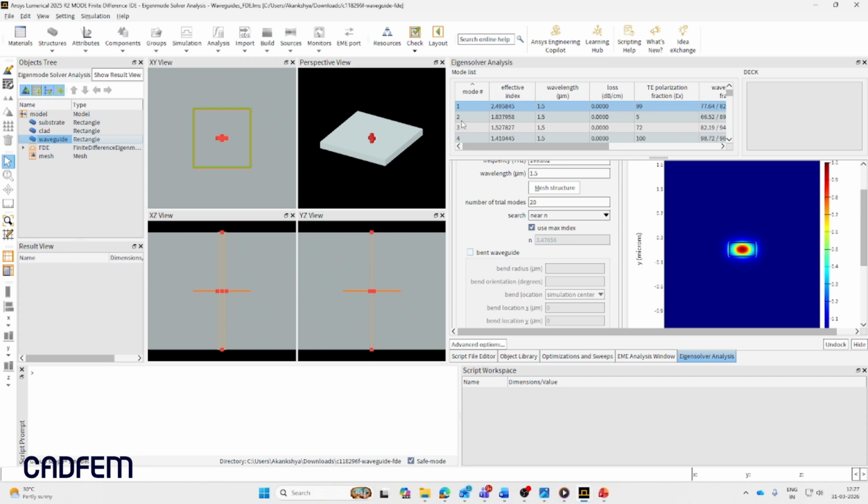This workflow demonstrates a straightforward and effective approach to designing and simulating a waveguide using the finite difference eigenmode solver.